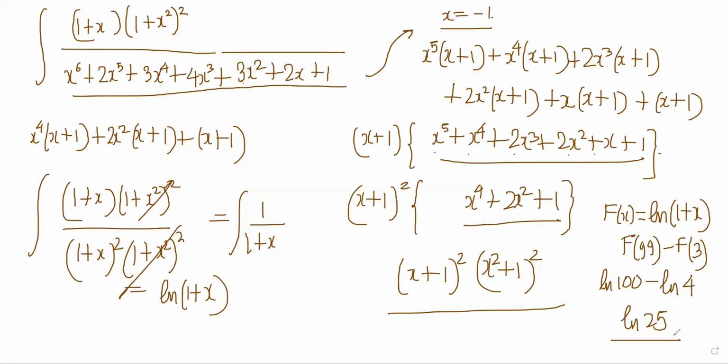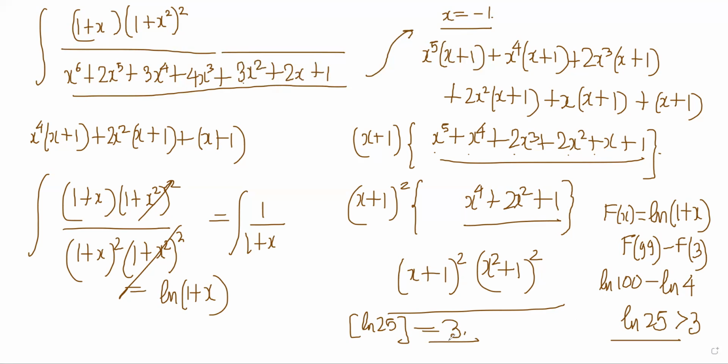And if I have to do ln 25, I know e is going to be something like 2.71828. So it will be greater than 3. So GIF of ln 25 will be equal to 3.